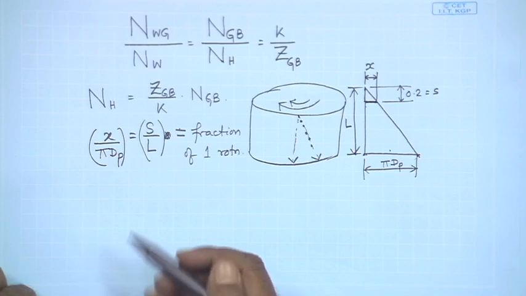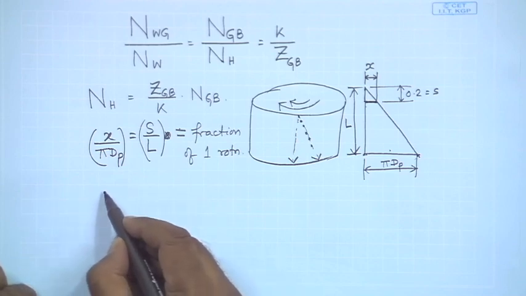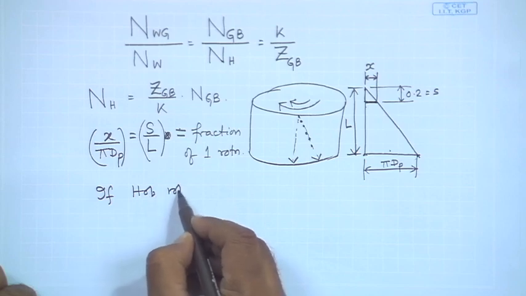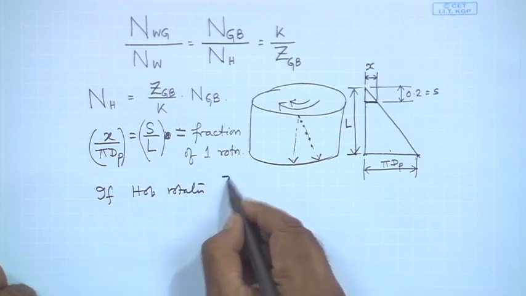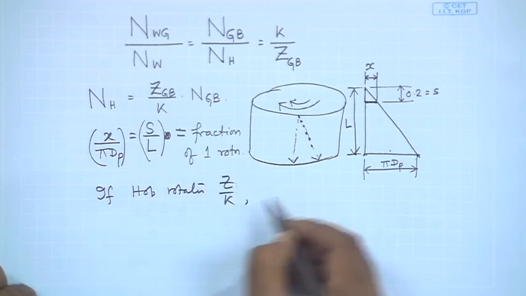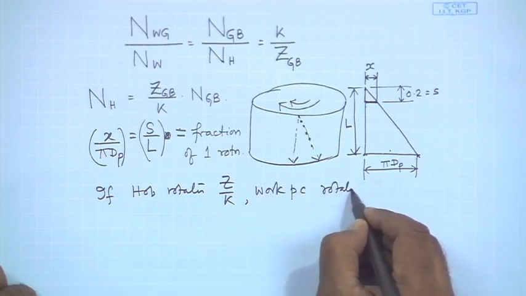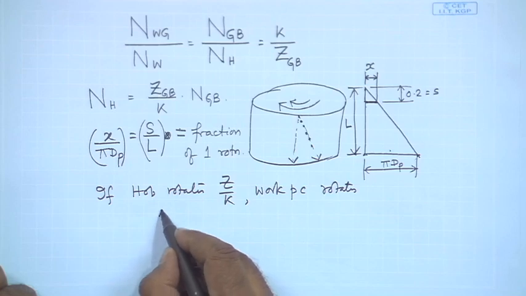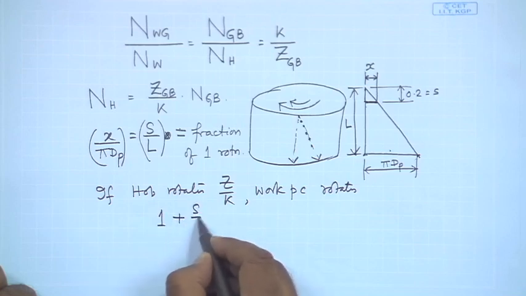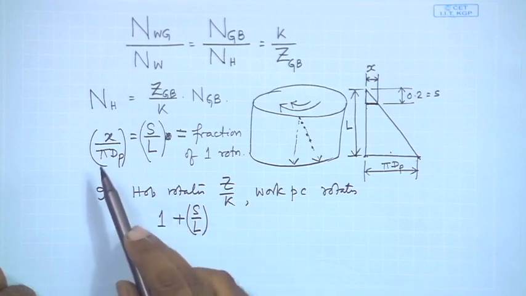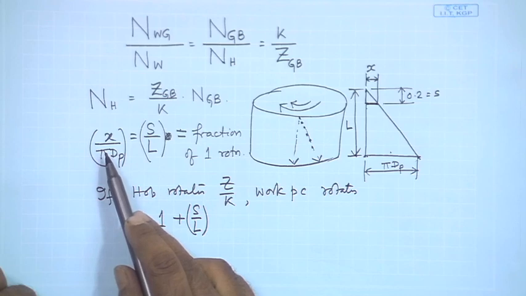So, if this be so, now we can make a statement: if the hob rotates Z by K, the workpiece rotates 1 plus S by L, that is it. This is the extra amount of rotation expressed in fractions of rotation, one full rotation, fraction of it.